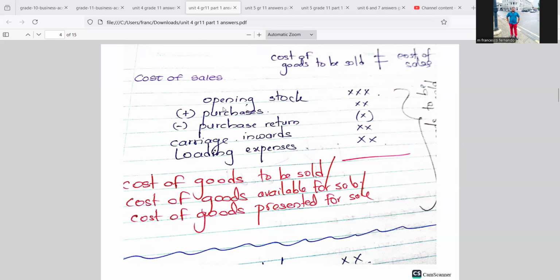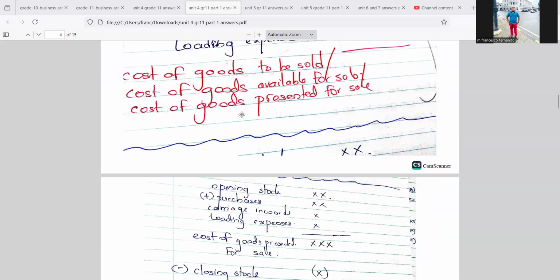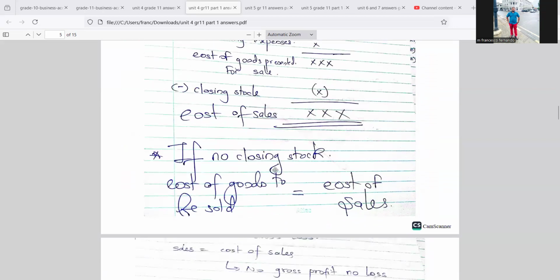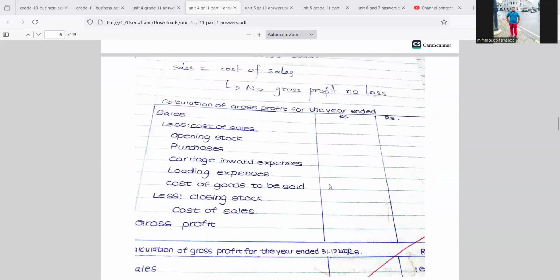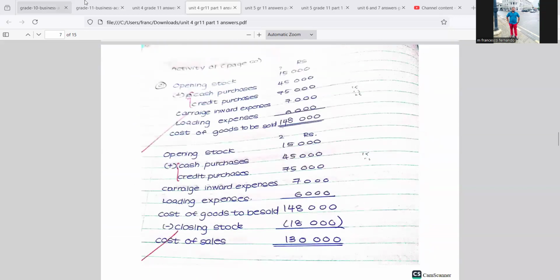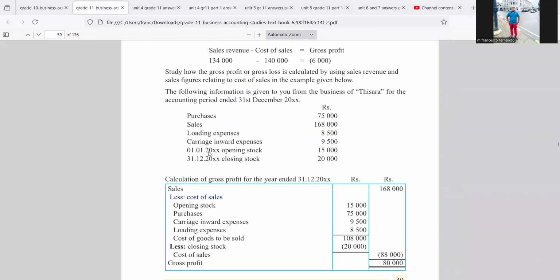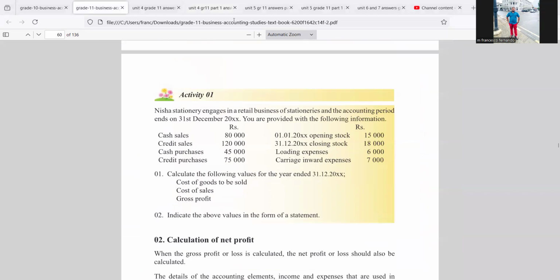Now here on the screen, you can see cost of goods available for sale. From that, if you deduct closing stock, it is called cost of sales. It is to be noted that if there is no closing stock, cost of goods available for sale and cost of sales are equal. Now this is a format to calculate the gross profit, right? A small format. If you go to the first activity in your textbook, where they have asked to calculate the cost of goods to be sold, cost of sales, and gross profit.